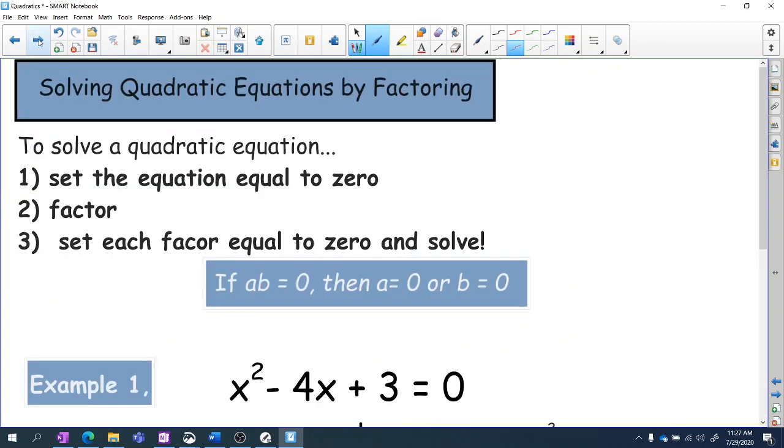Now what we're going to do is take that accumulated knowledge in terms of factoring, and we're going to use it to solve quadratic equations. Now, to solve these, it's going to be important to understand a few basic facts. First thing is, well, what is an equation?